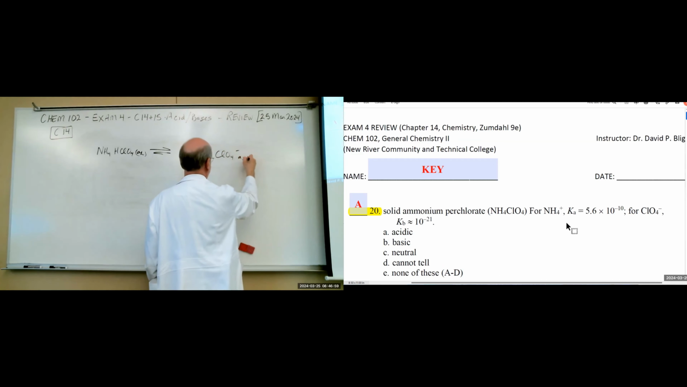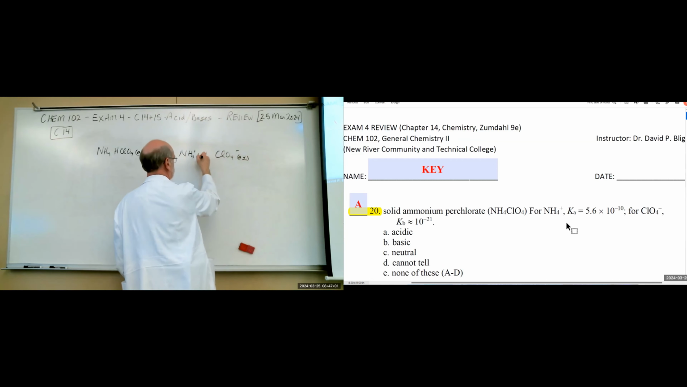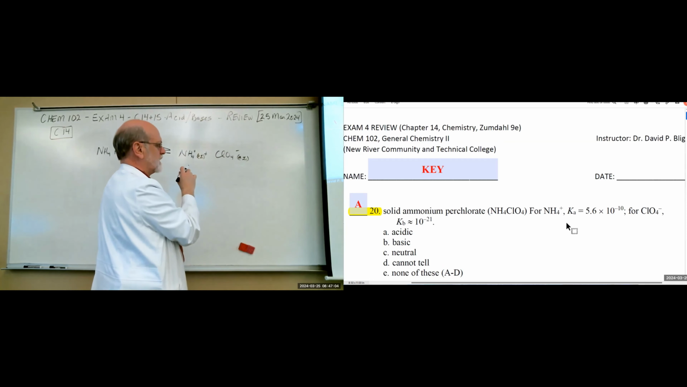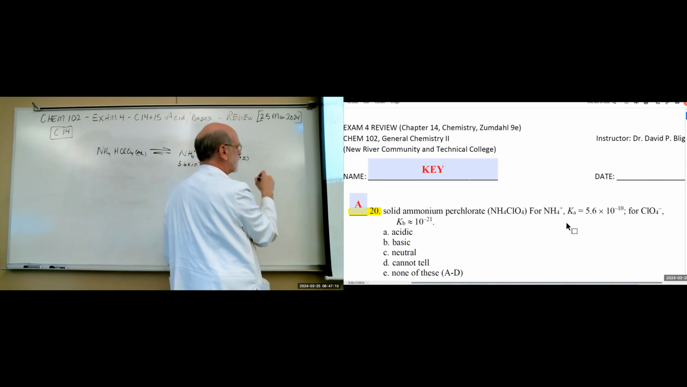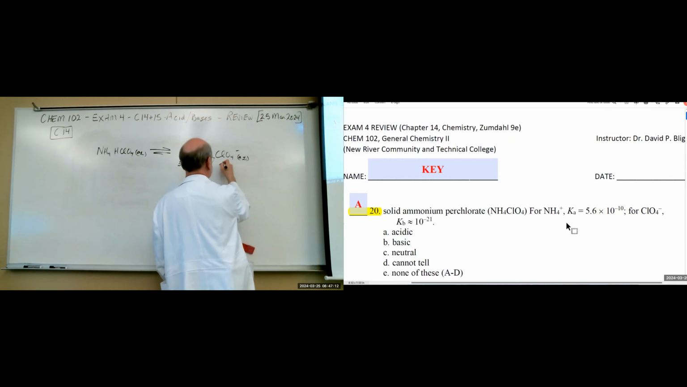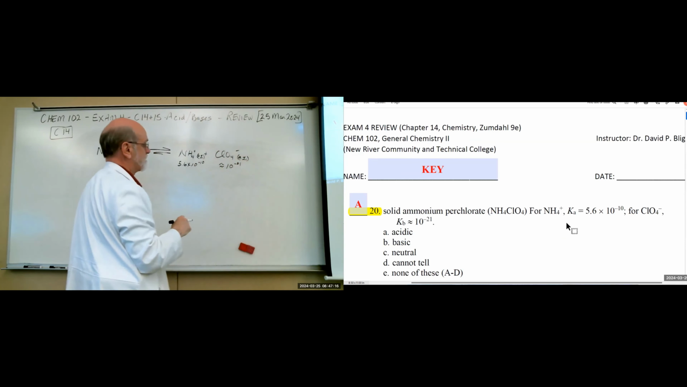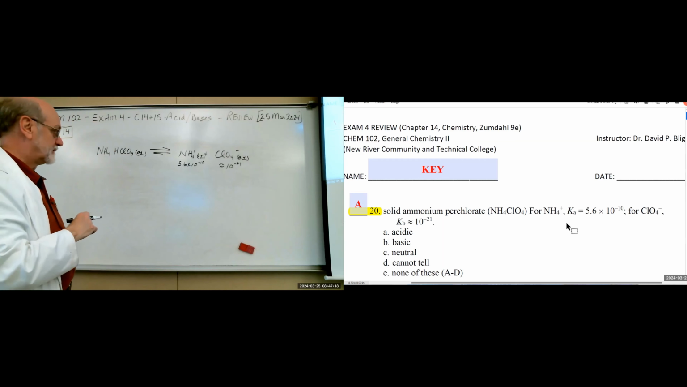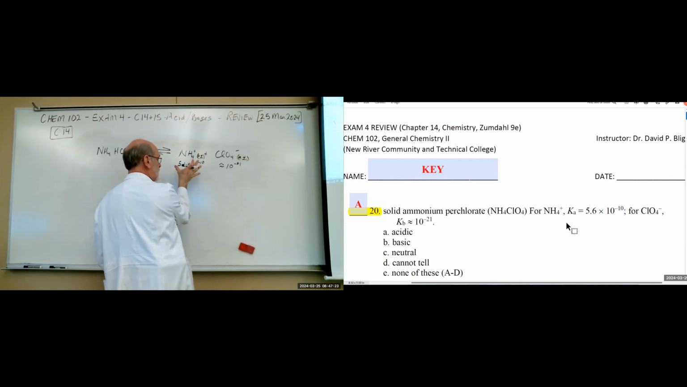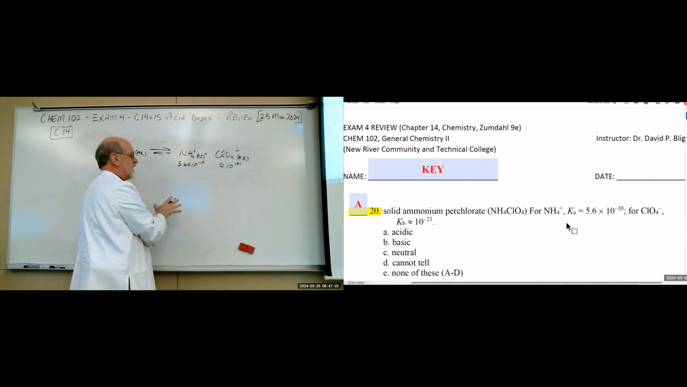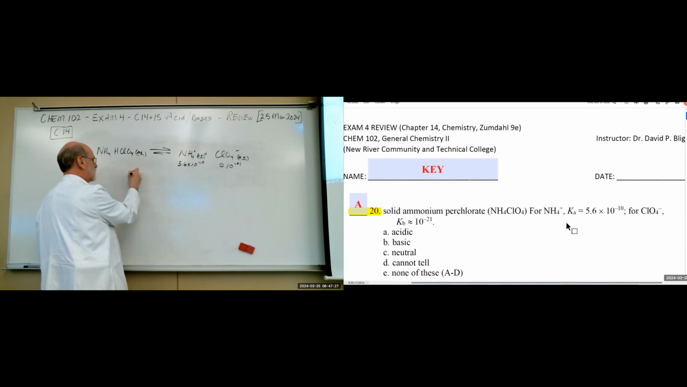Good. This one was 5.6 times 10 to the minus 10, and this one is approximately 10 to the minus 21. This one is significantly larger than that one, which means the acidic reaction is favored. This solution is going to be acidic.